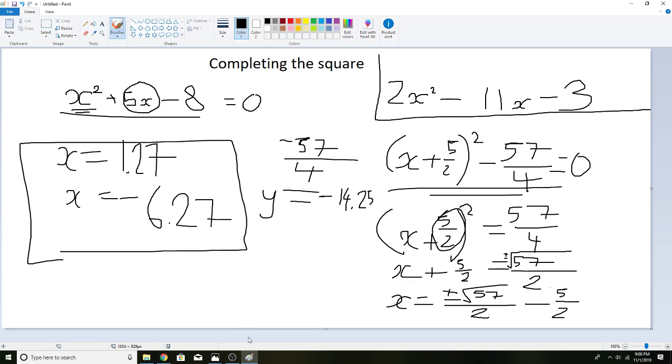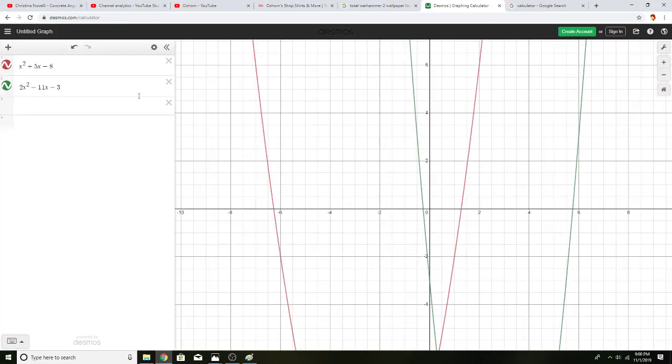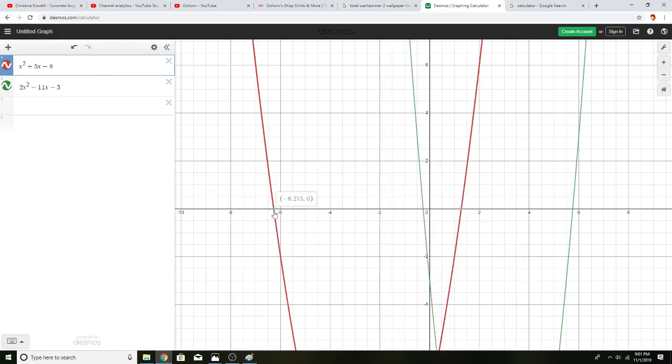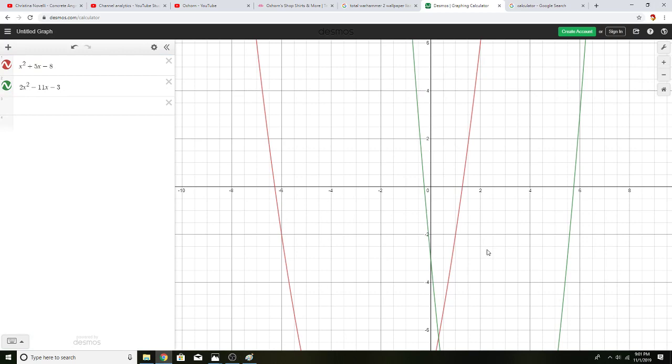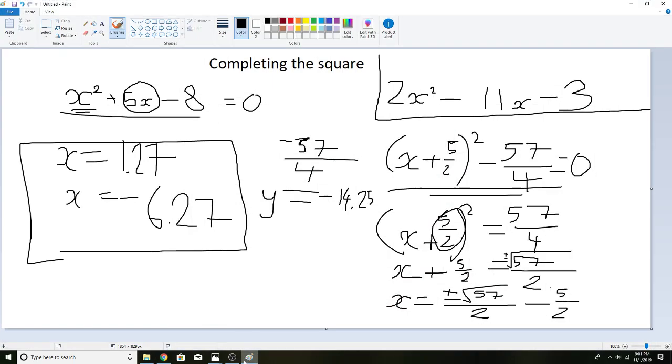And x equals 1.27 and minus 6.27. So if we check that, yep, well, it says minus 6.275. I got it close-ish, but hopefully you can see how it works. Minus 2.7 and 1.27. Yeah, that's about right. 1.275. Probably a rounding up or something. So okay, let's do the other one then.